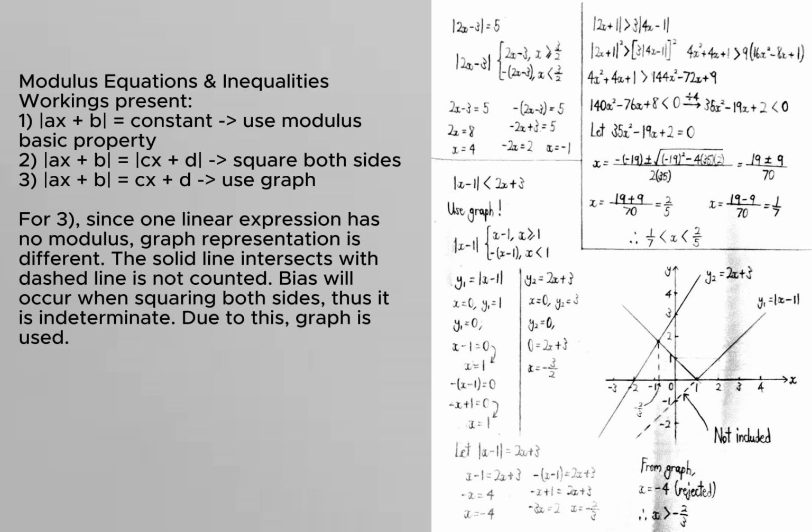Eventually, if you look at the diagram that I've drawn, you can see that the dotted line is not included because it's used to indicate the working, how you get the answer. So if you square both sides, you get the wrong answer. For this reason, we use the graph, and this is used to clearly indicate how to solve this kind of equation. If you look carefully on the right at the working, this is how you solve number 3.